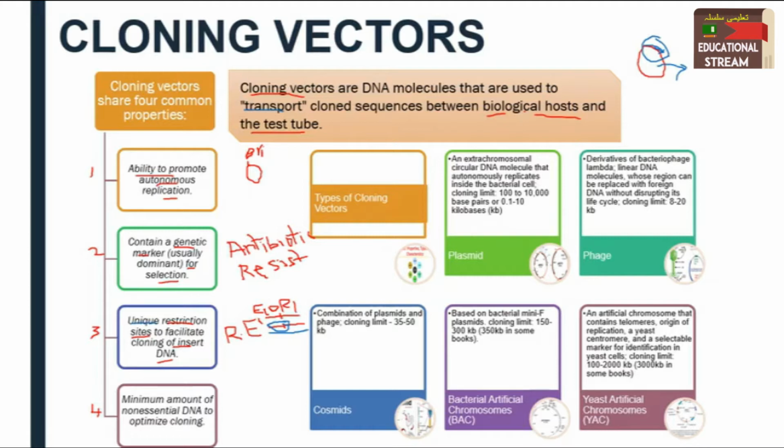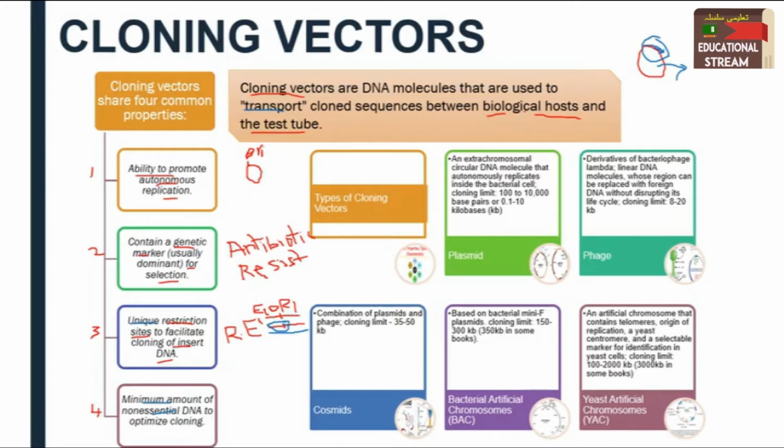The fourth important property is about the size of the cloning vector. The cloning vector should contain a minimum amount of non-essential DNA to optimize the cloning, because if more non-essential DNA is present, it means that the size of the vector is large, and there is a particular capacity of every vector to carry a particular size fragment.